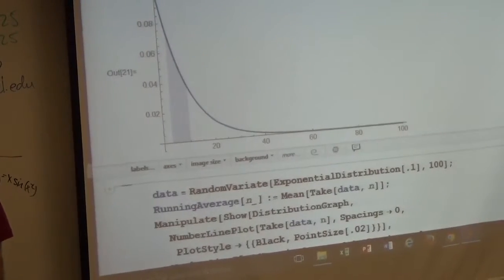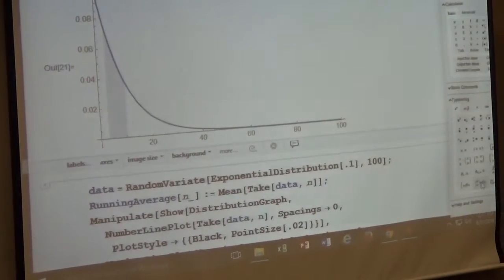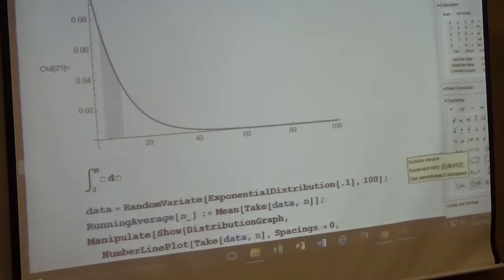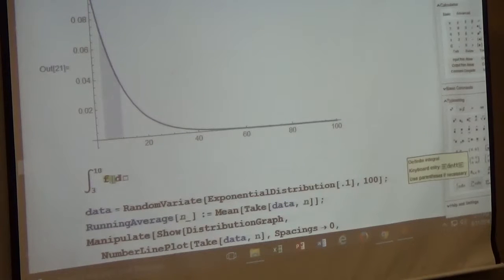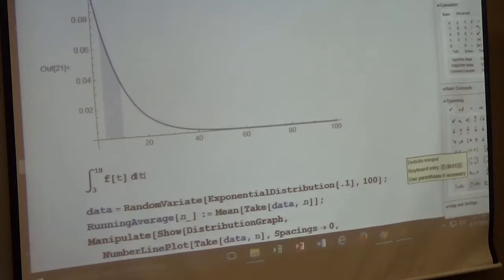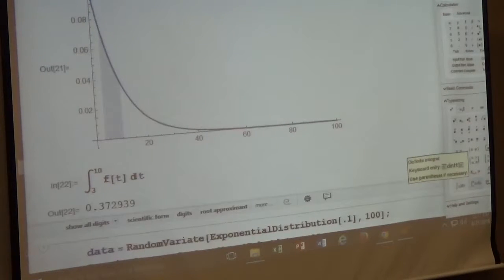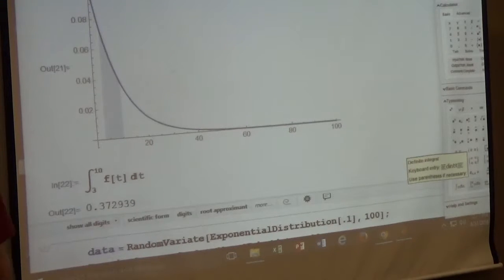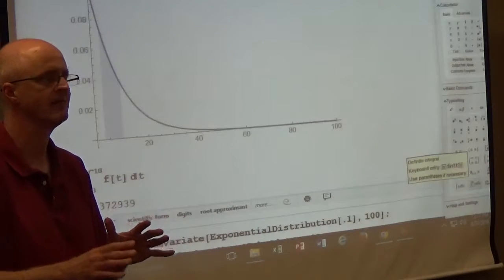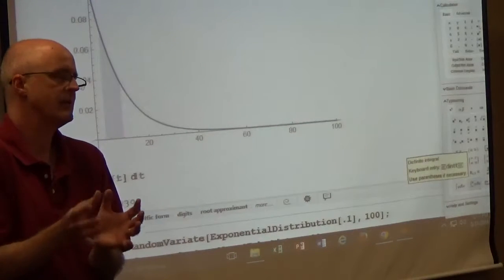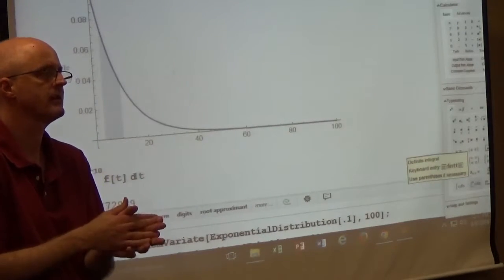Let's do the integral from 3 to 10 of this function f of t dt. The area is about 0.37. That would mean you'd have a 37% chance, approximately, it's a model, that it's going to take between 3 and 10 seconds for the next car to go through the intersection.